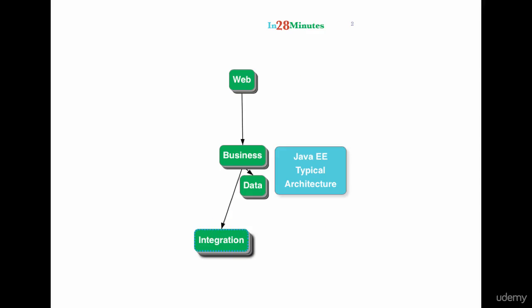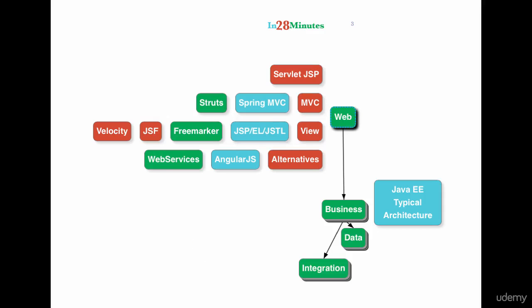The idea behind this step was to give you an overview of the typical architecture of Java web applications. While we want to get our hands dirty, it's very important for you to get the big picture of how things are organized. So we looked at the different layers in a typical web application: web, business, data, and integration. We looked at the different framework choices that are available in a web layer.